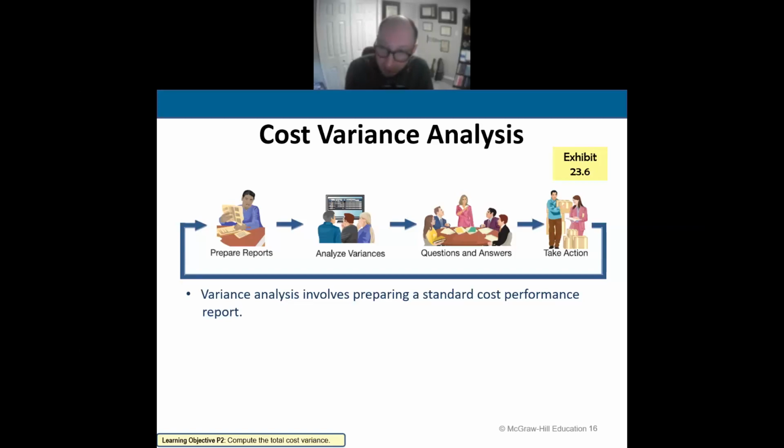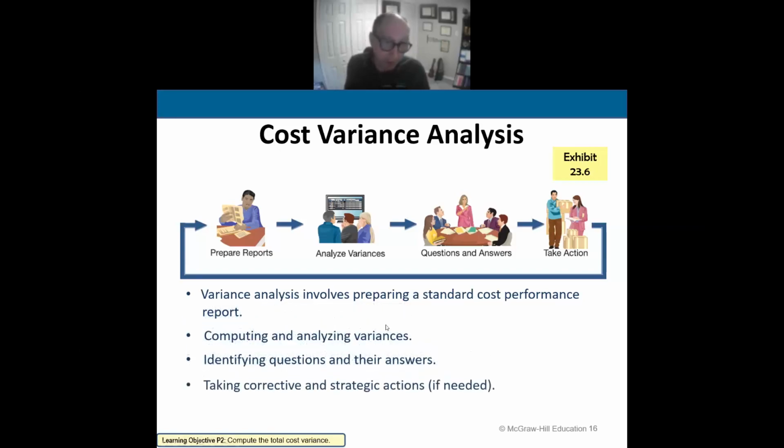Did my cost of labor rise? Did my cost of materials rise? These are the questions we ask based off of the variances. We answer those questions, and then we take corrective action. So we might have to raise our sales price if our variable cost went up. These are the kinds of analysis we go through on a regular basis with a variance report. So we compute the variance by taking the actual minus the standard, we look at the questions and answers, and we take corrective actions if they're needed.